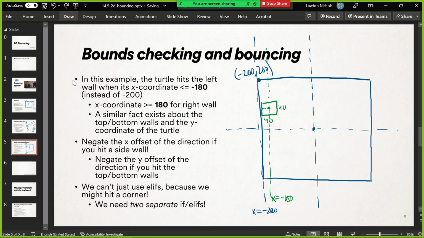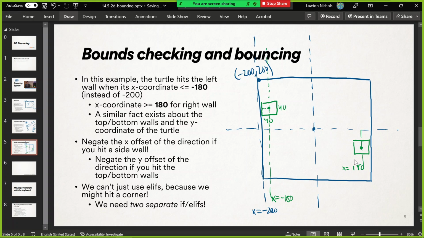So he hits the left wall when his x-coordinate is less than or equal to negative 180, or he's beyond it at that point. That could also happen. Same for the right wall, right? For the right wall, if the turtle hits it, if he's just grazing it, just touching it, that means his x-coordinate must have been positive 180, right? Because it's always relative to his center. Okay, that's positive 180.